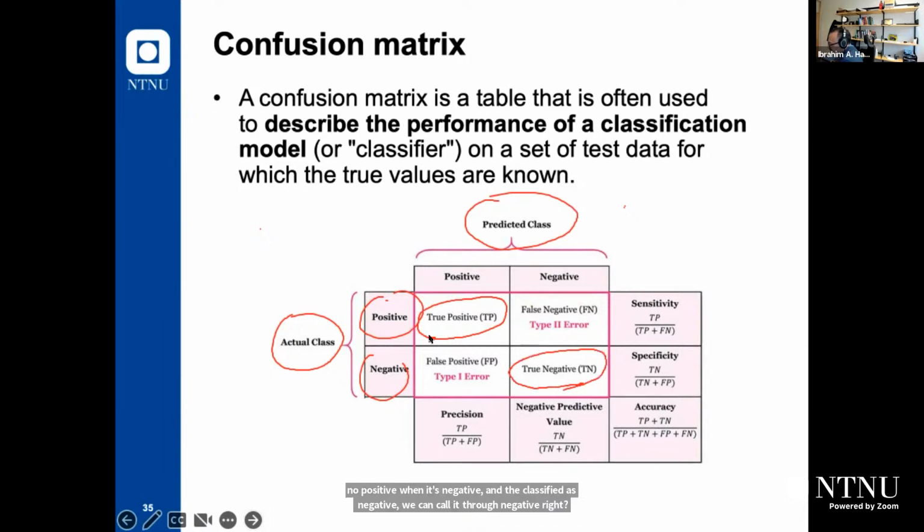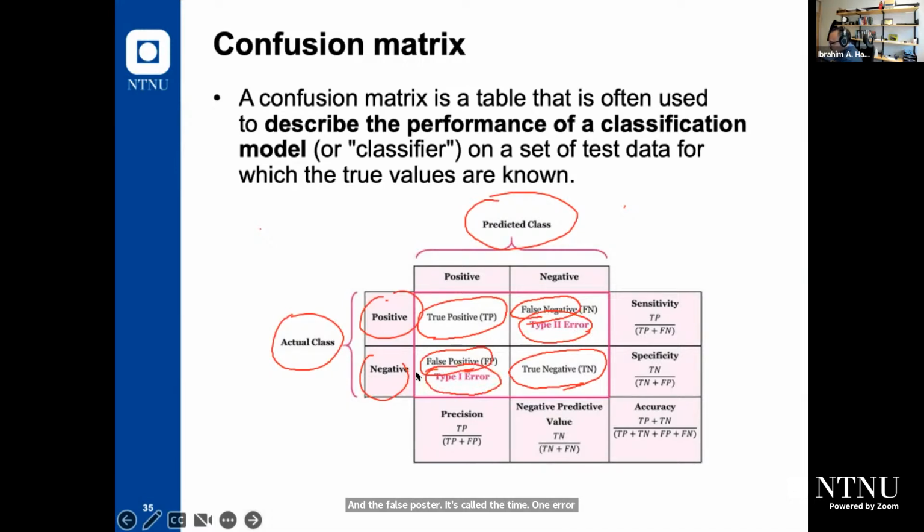When it's positive and misclassified as negative, we say that it's a false negative, correct? Because it's positive, but it is misclassified as negative. So we call it false negative, FN. When it's negative, but it's misclassified as positive, we call it false positive, because it's originally negative, but it's misclassified as positive. False negative is called type 2 error, and false positive is called type 1 error.